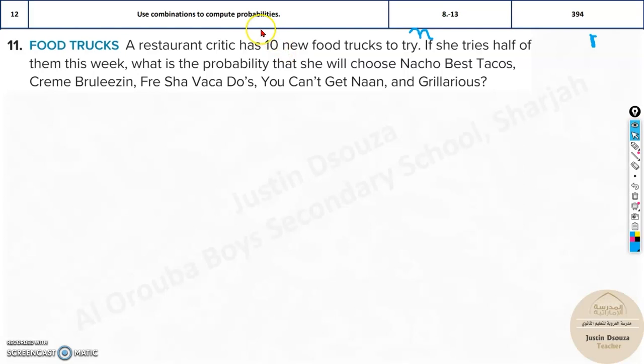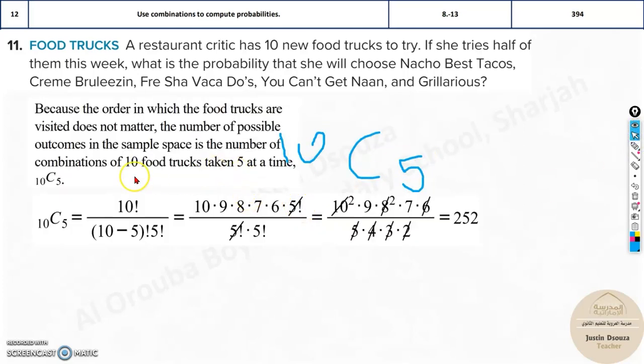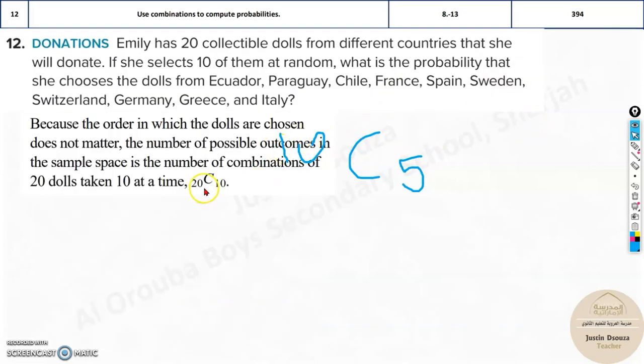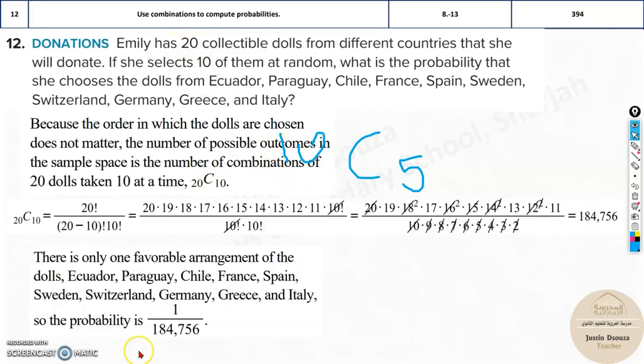And over here, similarly, look into the end. It's important to read over here, because you don't get the r value directly. Let's read it. A restaurant critic has 10 new food trucks to try. If she tries half of them this week, what is the probability that she will choose all these? Half. What is half of 10? 5. So the answer is 10C5, since half of 10 is 5. That's it. 10C5 gives you 252. 1 divided by 252 is the answer, because to get this combination there is only one possible way. Same way you can try the others. Over here it'll be 20C10 and divide 1 by that.